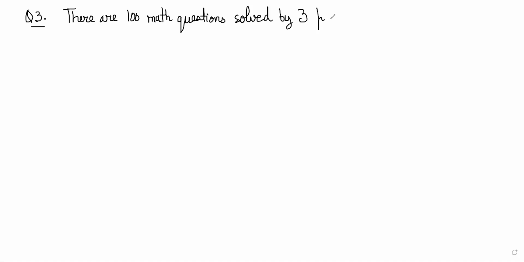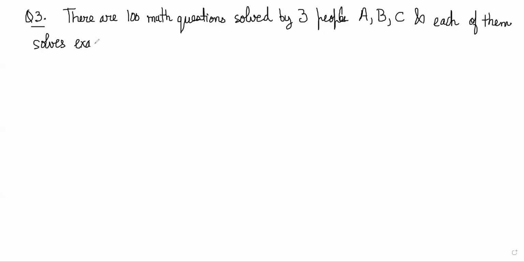So this question says there are 100 math questions solved by 3 people, A, B, and C, and each of them solves exactly 60 questions. 100 questions were solved by A, B, and C, and each person is solving exactly 60 questions.